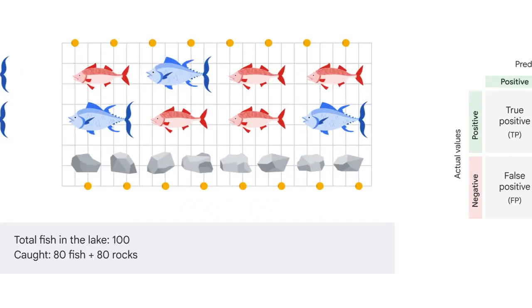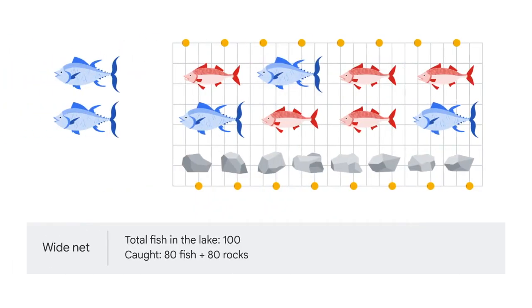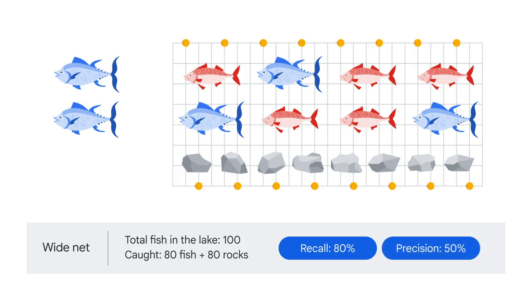Imagine you're fishing with a net. Using a wide net, you caught both fish and rocks. 80 fish out of 100 total fish in the lake plus 80 rocks. The recall in this case is 80%, which is calculated by the number of fish caught, 80, divided by the total number of fish in the lake, 100. The precision is 50%, which is calculated by taking the number of fish caught, 80, and dividing it by the number of fish and rocks collected, 160.